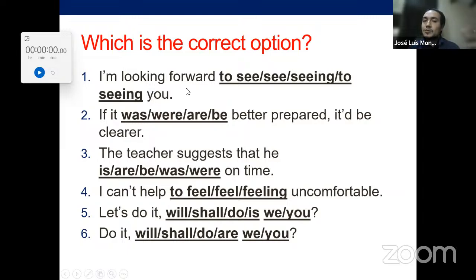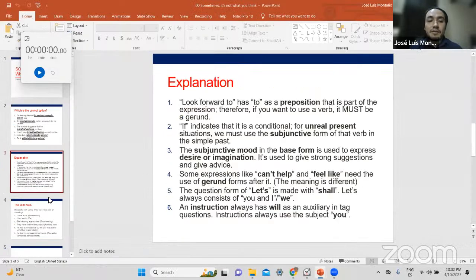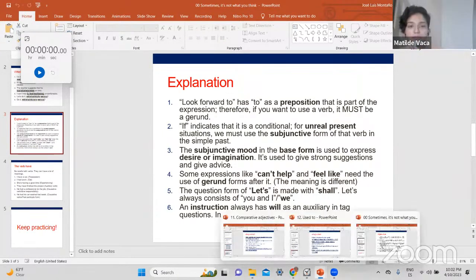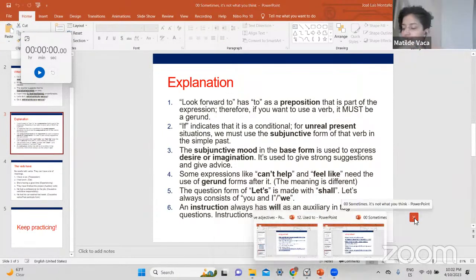Now we have the time to work on the activity that I told you. But first, I want to know if you have any questions about these details, Matilda. Let me know, please. No, it was clear. Yeah, very clear. All right, good.